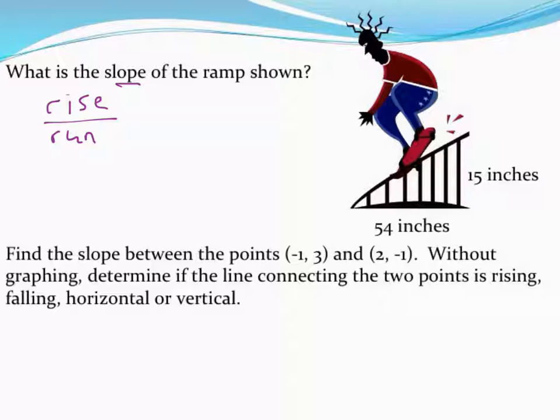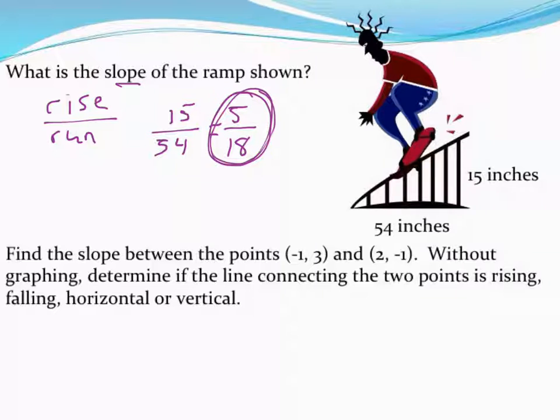Well, knowing it's the ramp's rise over its run, I can see from the diagram it rises 15 inches for every 54 inches that it runs. Slope, just like any old fraction, is always going to be simplified. So we'll go ahead and simplify this fraction and come up with a simplified answer of 5 over 18, or 5 to 18.